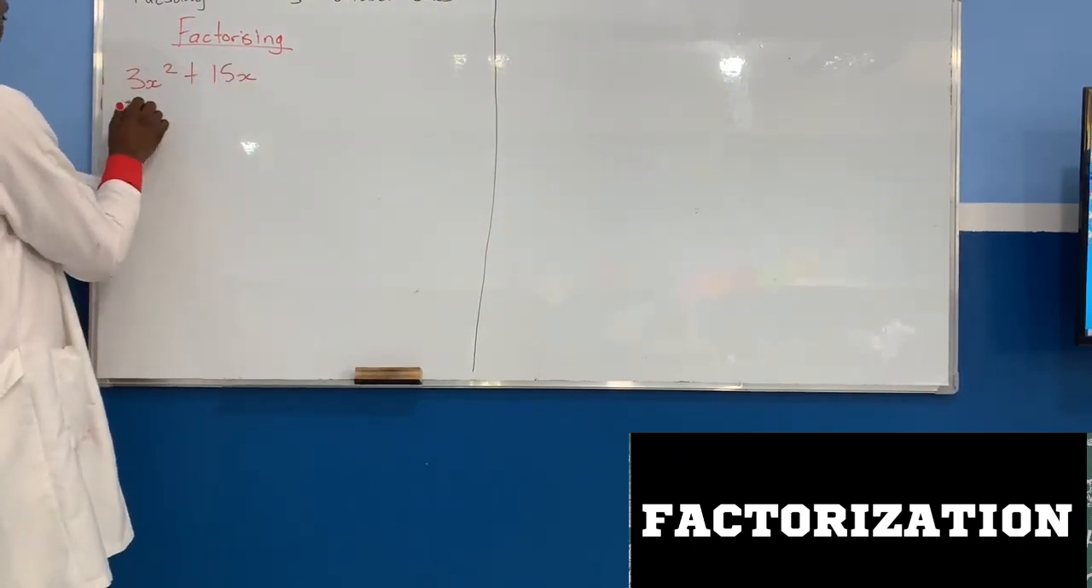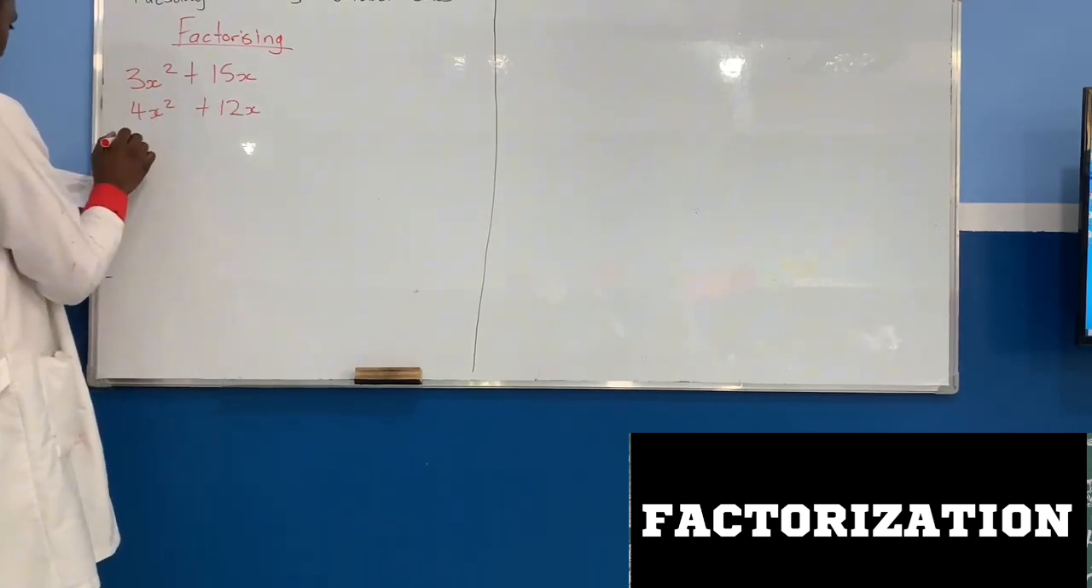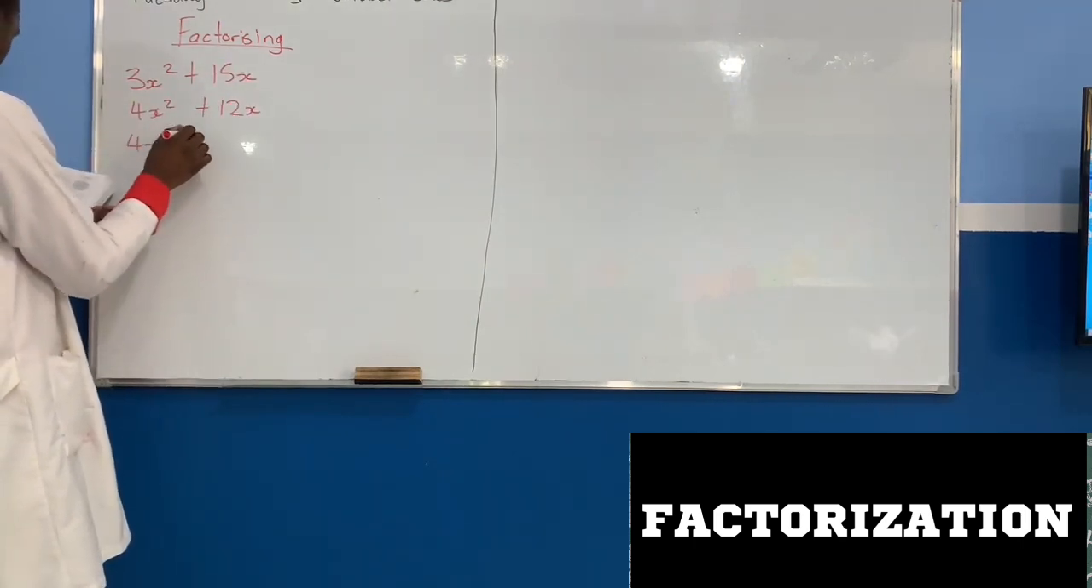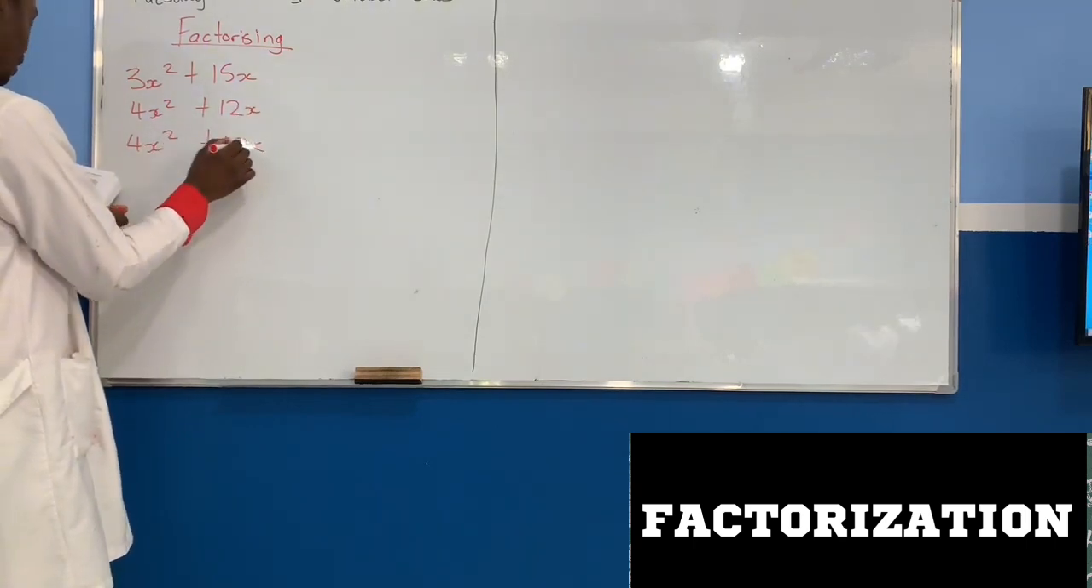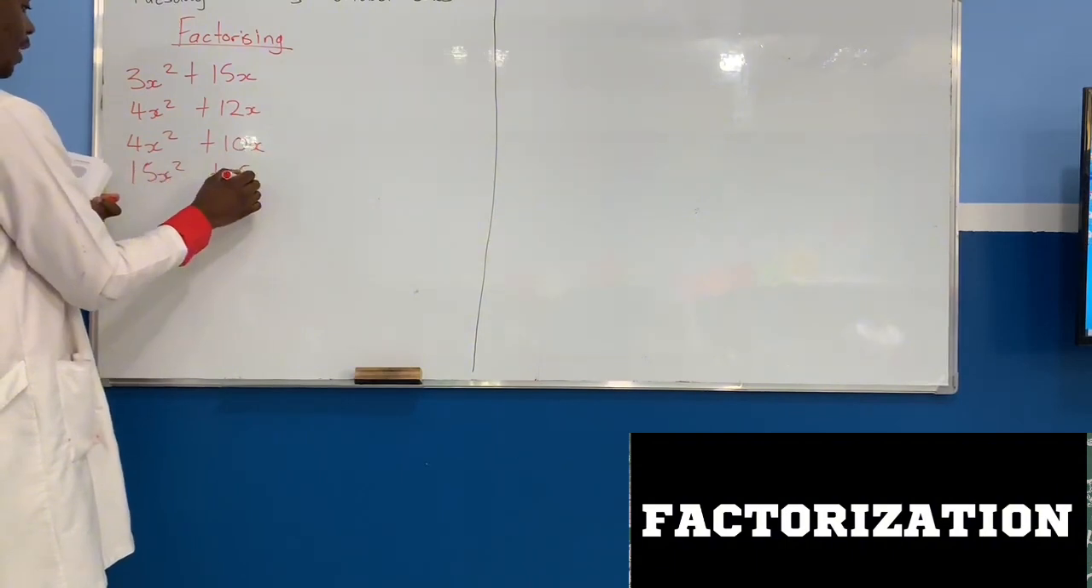3x squared plus 15x. The other one, 4x squared plus 12x. The other one, 4x squared plus 10x. The other one, 15x squared plus 5x.